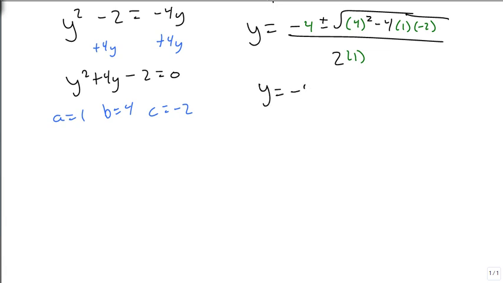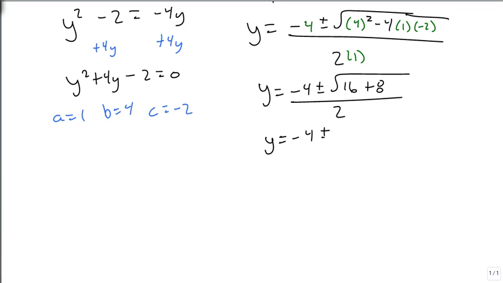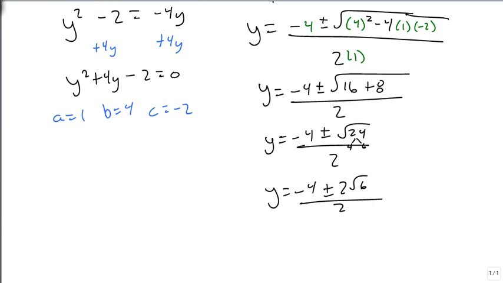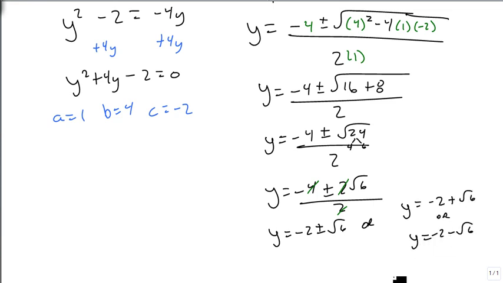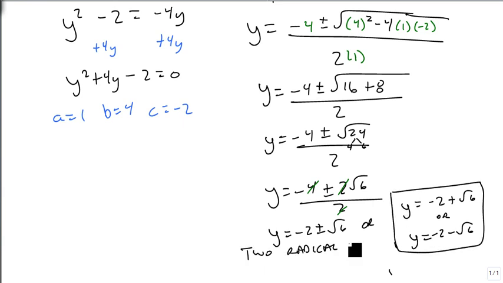So now this gives us y equals minus 4 plus or minus the square root of 16, minus 4 times 1 is minus 4, times minus 2 is plus 8, over 2. 16 plus 8 is 24 over 2. 24 is 4 and 6, so we can pull out a 2, but we leave a 6 in, over 2. And since the 2 divides the 4 and the 2 evenly, we get y equals minus 2 plus or minus root 6, or y equals minus 2 plus root 6, and y equals minus 2 minus root 6. And here's our 2 answers. And notice this time we have 2 radical answers. So that's a possibility.